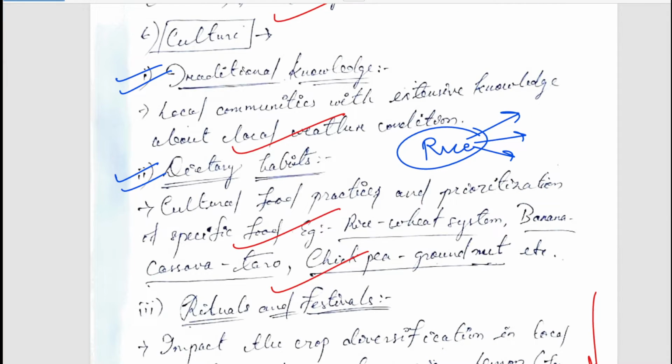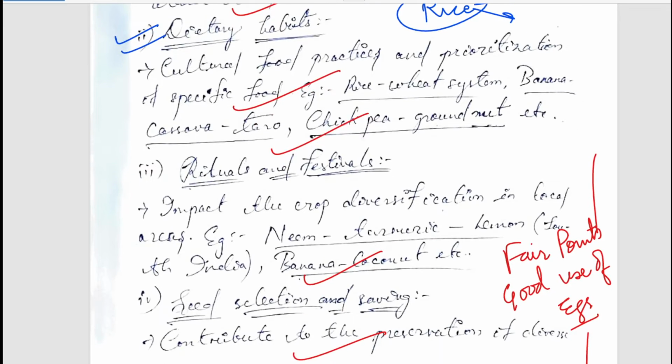And when I go to North India, we'll find that rice-wheat systems are there. At night, we prefer roti or chapati. So, like this, the dietary habits also have an impact on our production.